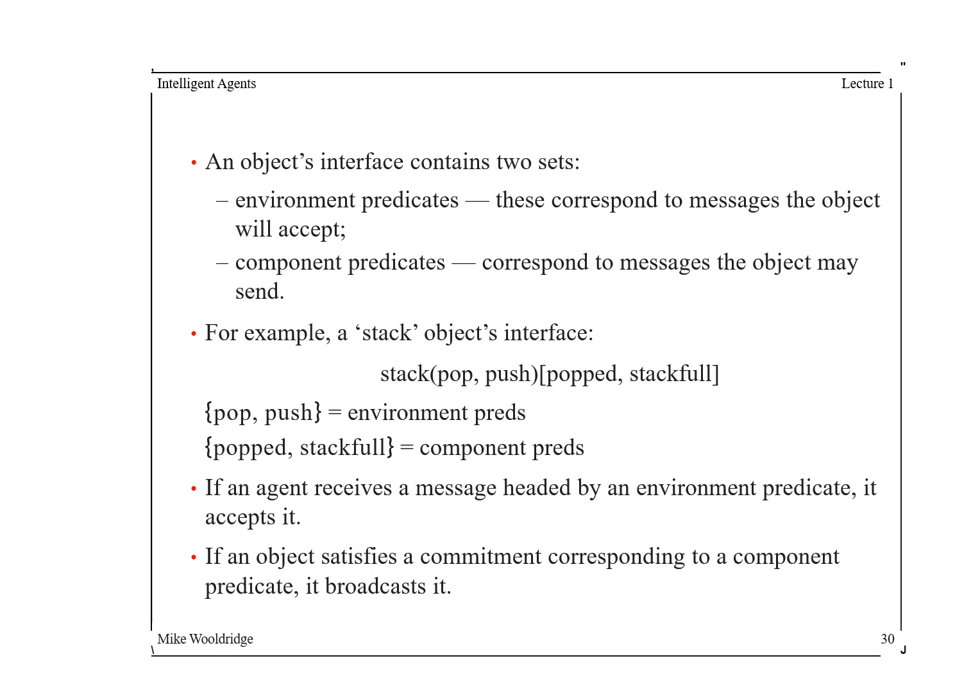For example, if I have a stack object, it will have these two particular predicates, that is the environment and the component predicates. Now the pop and the push are the environment predicates, and pop and stack full are the component predicates. If an agent receives a message which is headed by the environment predicate, then it accepts it. And if an object satisfies a commitment corresponding to a component predicate, then it will not trust it.